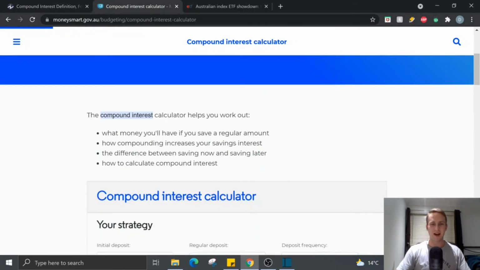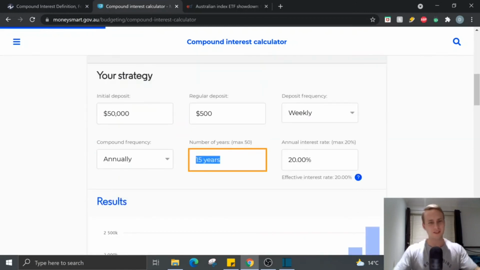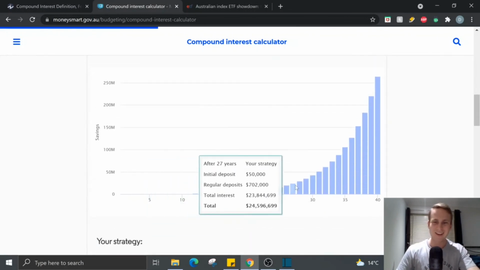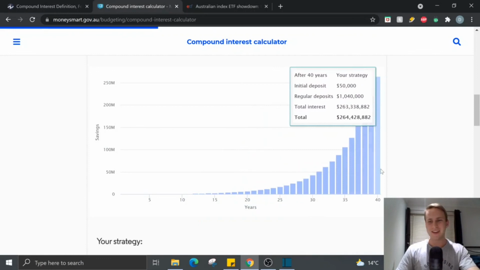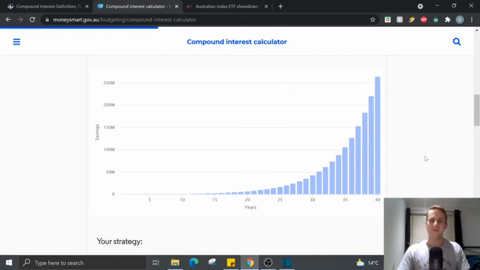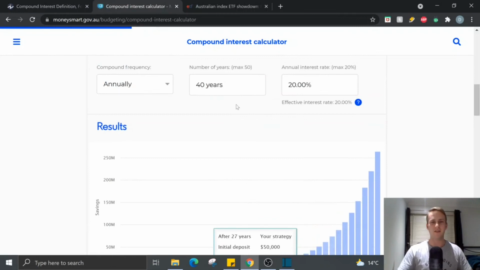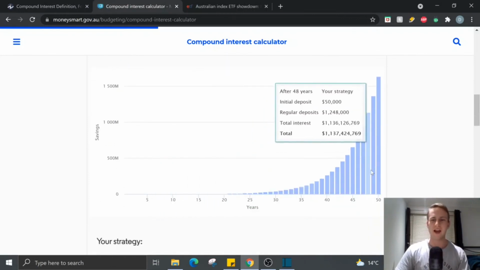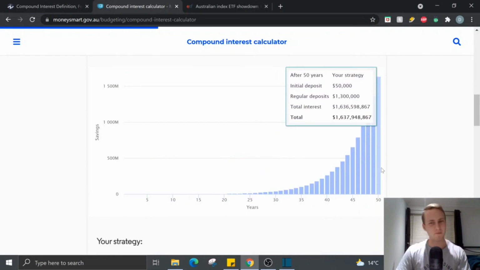Now let's, just for the fun of it, why not? Let's change this back to 40 years and see where it gets us. And you'll see we get to $264 million. And this is how Warren Buffett did it right here. Except he did it for even longer. Let's just change it to 50. Why not? See, now we're at 1.6 billion.